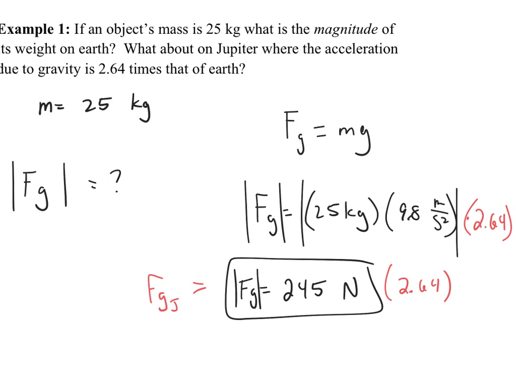Okay, so the weight on Jupiter is Earth's weight times 2.64. That'll turn out to be 646.8. I'm just doing it quickly. I have it written down here. Okay, and those are measured in newtons. So on Jupiter, 646.8. On the Earth, we're looking at 245. Clearly larger on Jupiter. Why?